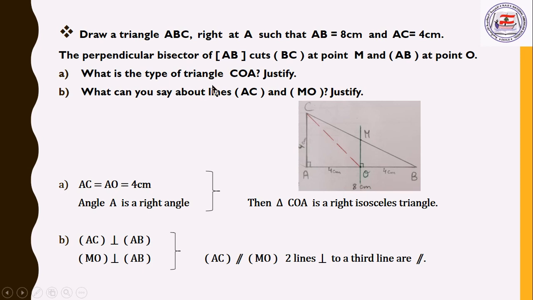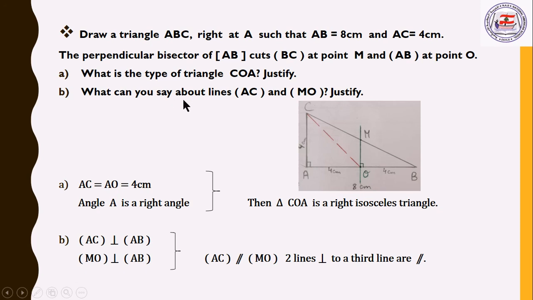What is the type of triangle COA? Justify. AC is equal to AO, 4 centimeters. Both of them are 4 centimeters because O is the midpoint and AB is 8 centimeters. Angle A is a right angle, given. Then triangle COA is a right isosceles triangle. Two sides are equal and one right angle.